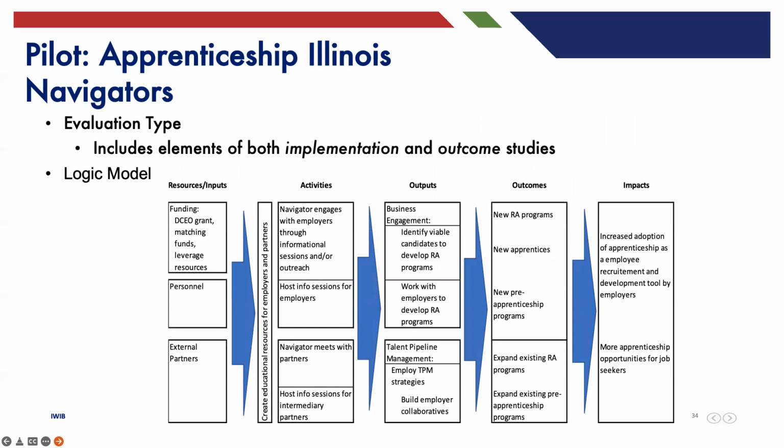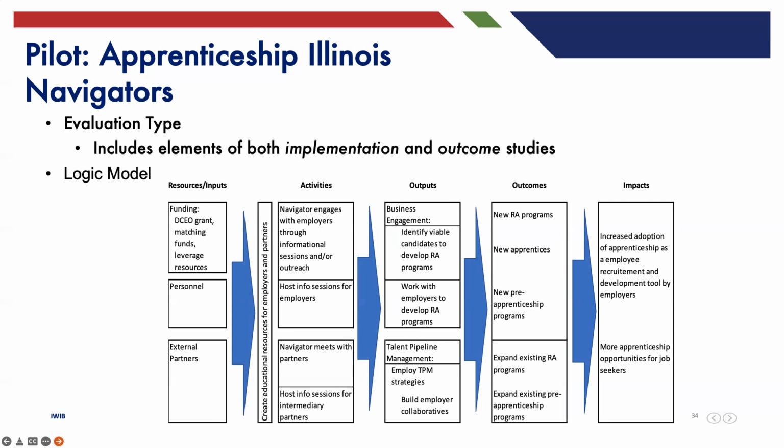So the Apprenticeship Illinois Navigator Evaluation includes elements of both implementation and outcome studies. We looked at how these grant funds were employed, whether the organizations that received them were implementing these programs in the way that they said they would, and in ways that coincided with the overall framework of Apprenticeship Illinois Navigators. And we also looked at some of the outcomes that were generated as a result of these programs.